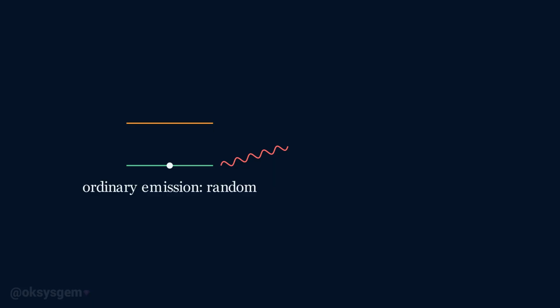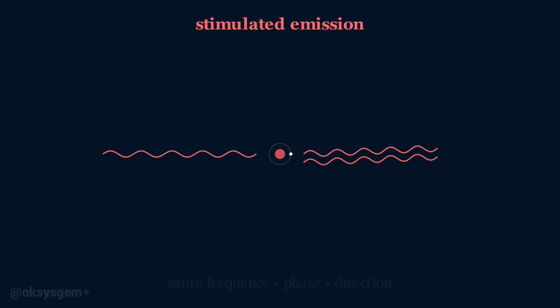Normally, these photons would appear at random times and travel in random directions. A laser changes this through a process called stimulated emission. If a photon with the correct energy passes an already excited atom, it can encourage that atom to release another photon with the same frequency, phase, and direction. One photon becomes two, two can become four, and the light becomes increasingly organized.